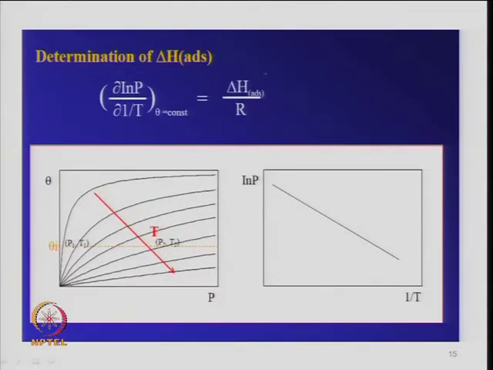So, this is what I was talking about, the Clausius-Clapeyron equation. del ln P divided by del (1/T) at constant coverage is equal to delta H adsorption divided by R. If you integrate this, you can simplify it to d/dT of ln P equal to minus delta H upon R T squared. That equation is known to you.